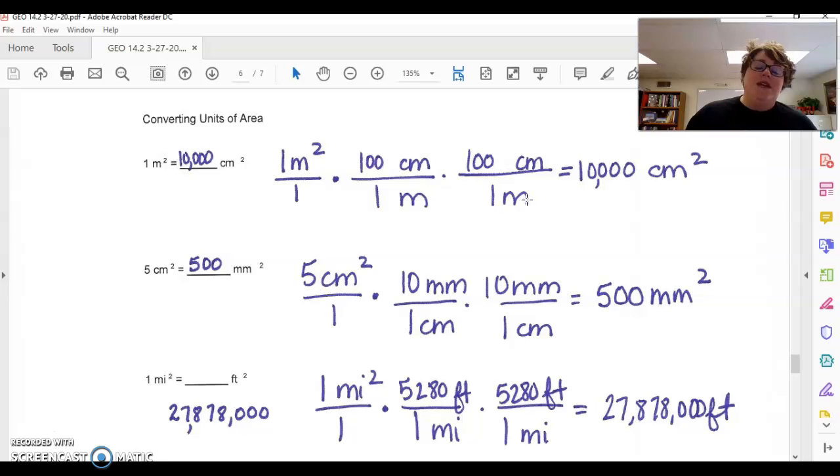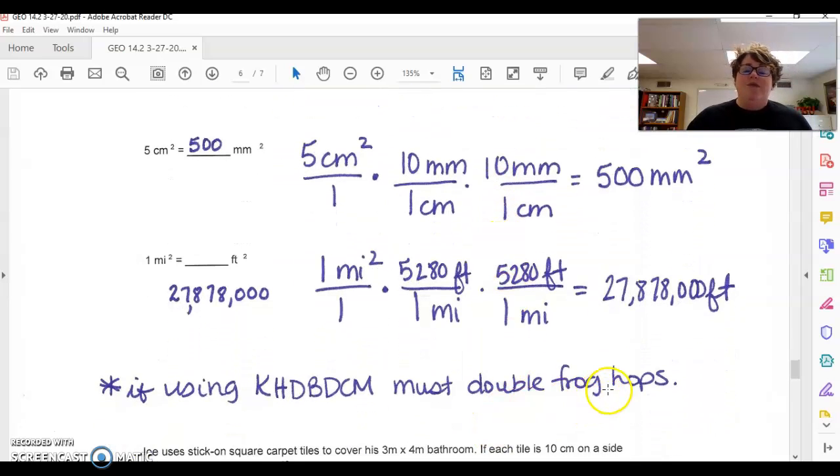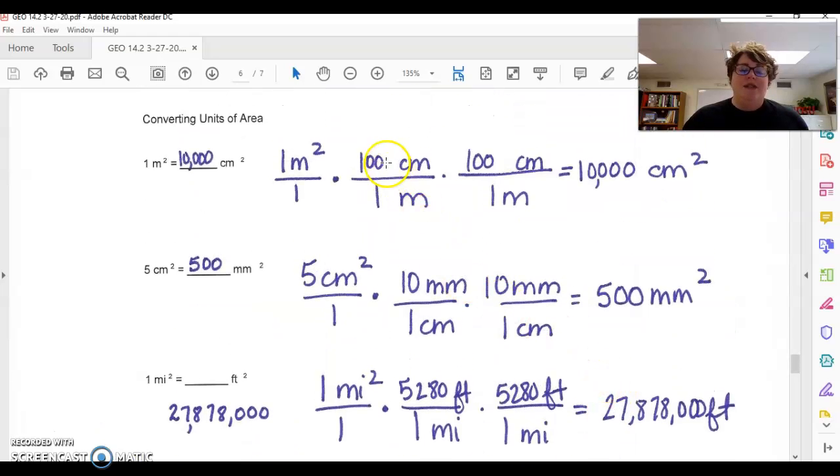If you are using King Henry died by drinking chocolate milk, then that means that you have to double your frog hops. So in this case, to go to meters to centimeters, you frog hop 2 to the right. That means now you'll frog hop 4 to the right. So going from 1, 4 to the right, that gets that 10,000 centimeters squared. So if you're using your King Henry, you have to just double it.